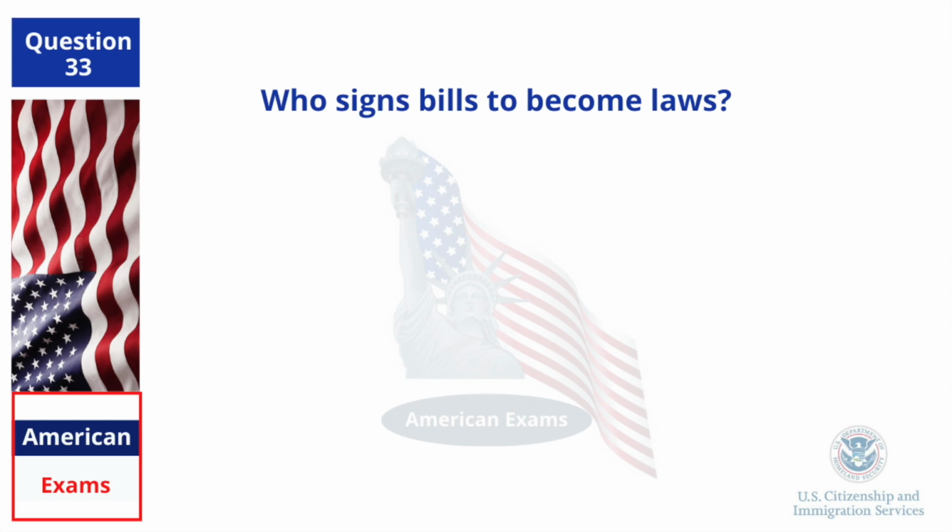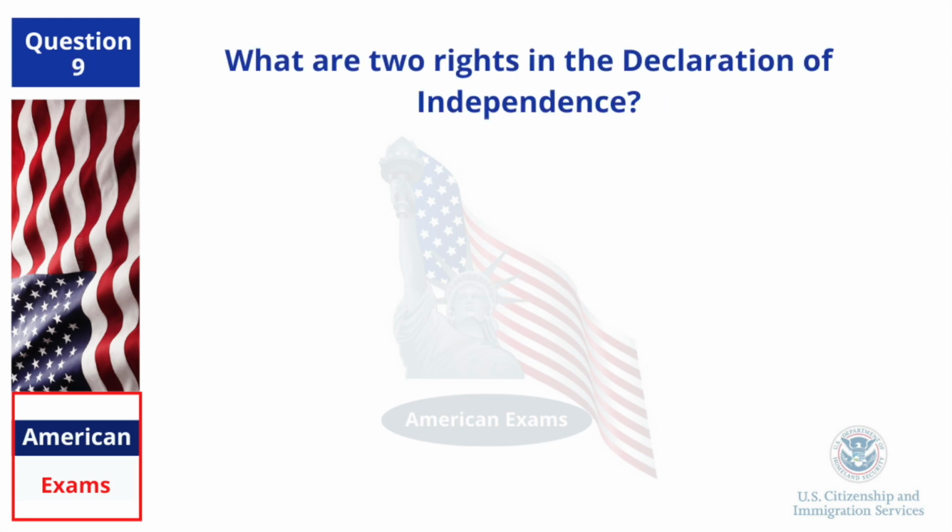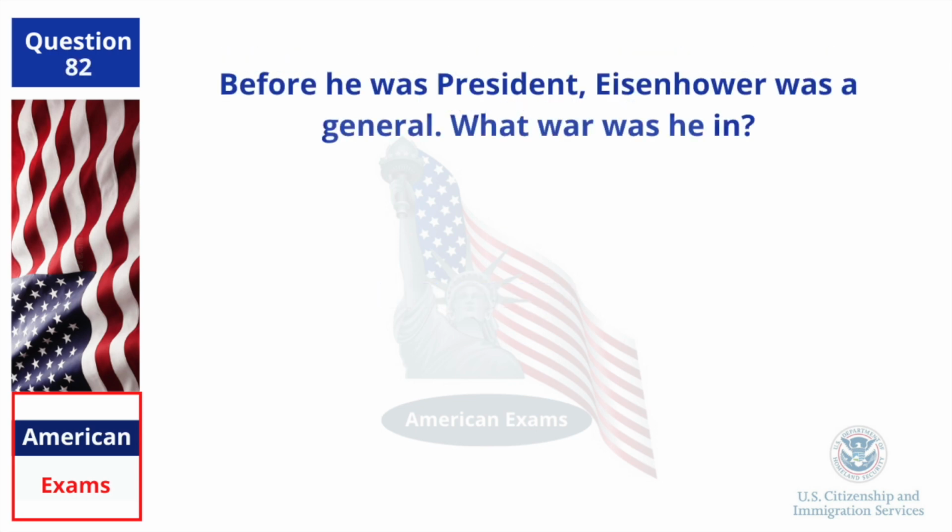Who signs bills to become laws? The President. What are two rights in the Declaration of Independence? Life, liberty. Before he was president, Eisenhower was a general. What war was he in? World War II.